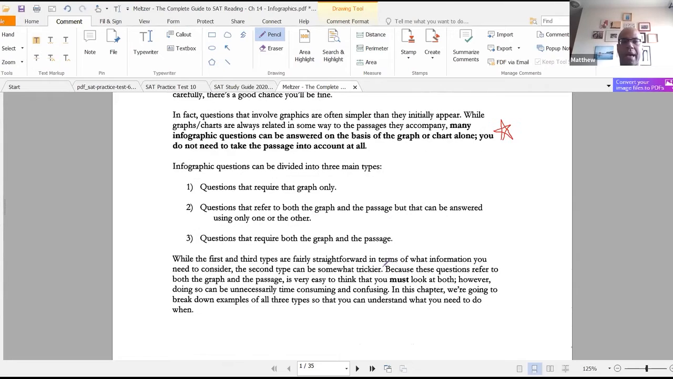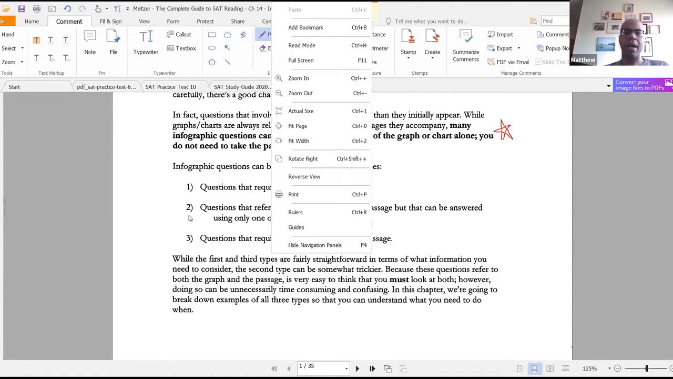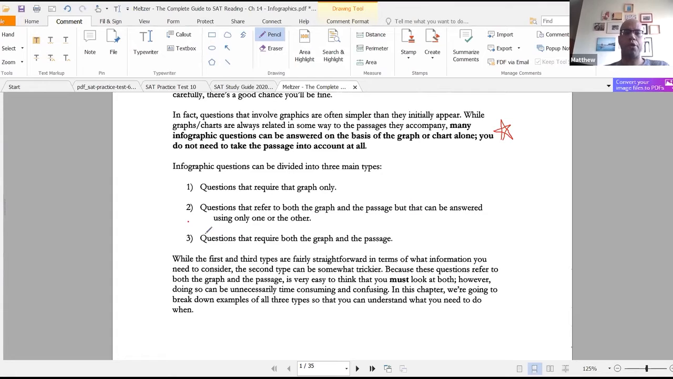So we've got three types of these questions. The questions that require the graph only, and those are the ones that we were just looking at. Questions that refer to both the graph and the passage, but we can still only really need to use one or the other, either the graph or the passage. And then the questions that require both, the third group, and that's going to be the most difficult group, okay? Because we're going to have to go back into the passage and reference the passage.